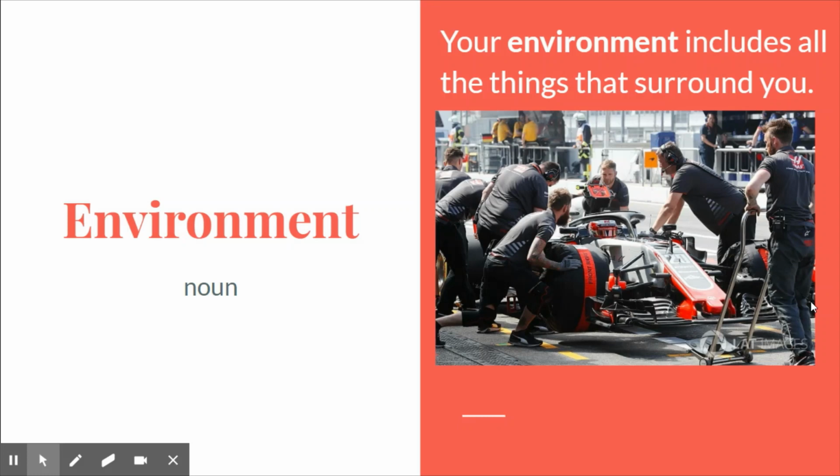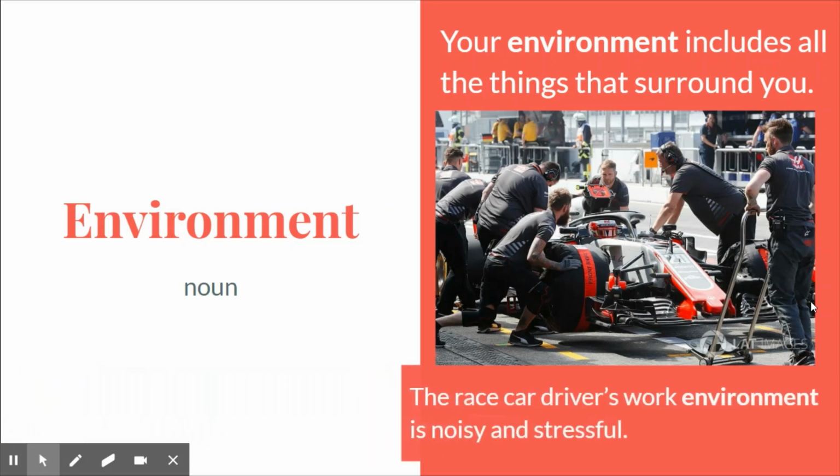Let's read that definition together. Your environment includes all the things that surround you. So it could be anywhere. It could be at school, at home, at work, in the park. That is the environment, the place where you are, the surroundings, everything around you, right? So look at the illustration and now let's use that word in a sentence.